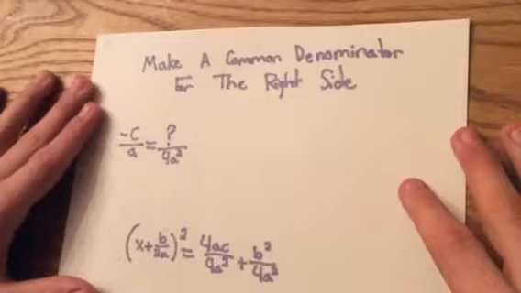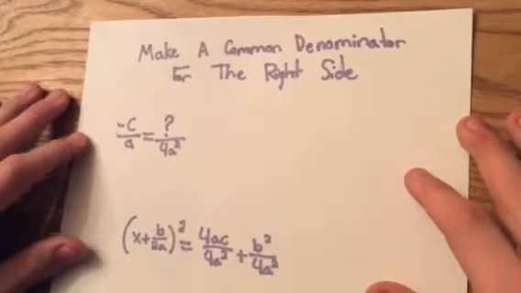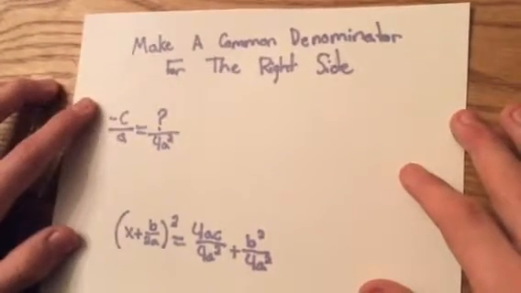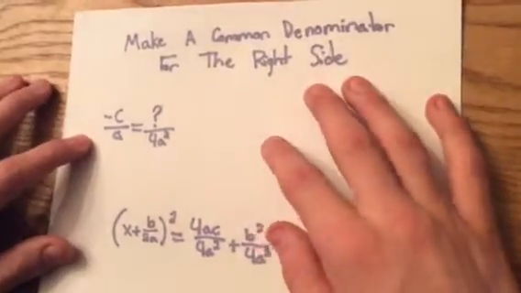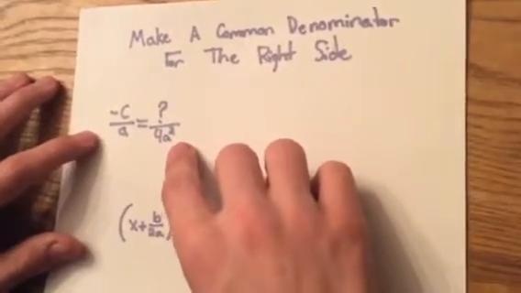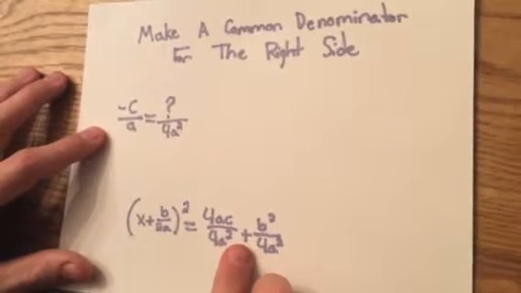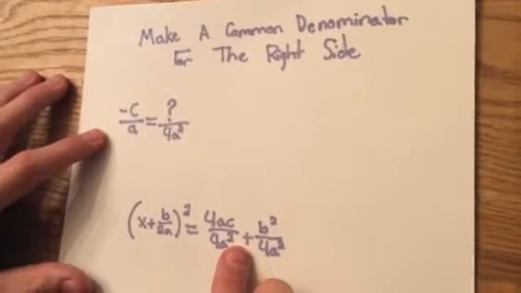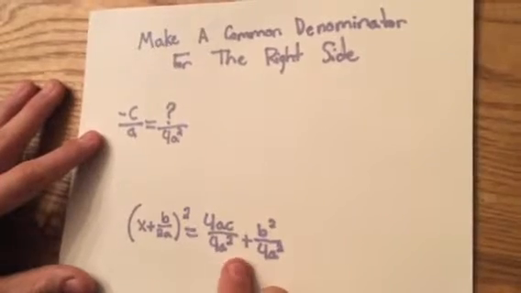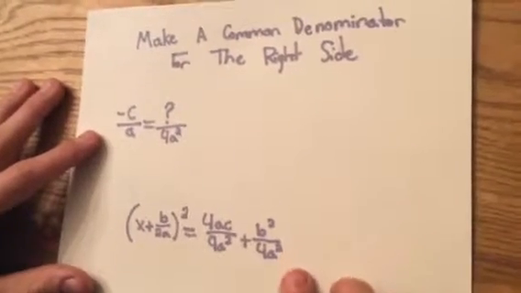Make a common denominator for the right side. This looks like negative c over a equals blank divided by 4a squared. The right side will now look like 4ac over 4a squared plus b squared over 4a squared.